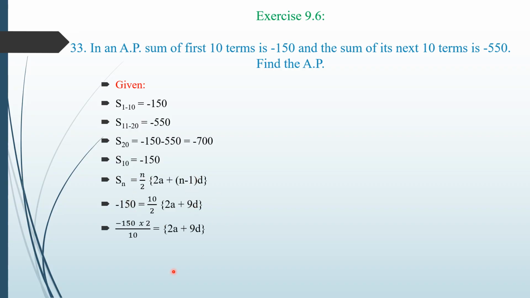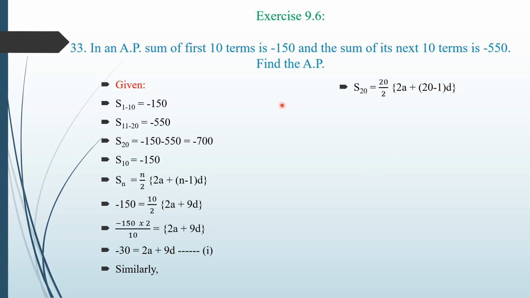Therefore, when I simplify this further, taking this 2 to the left hand side, and this 10 in the denominator, that will be minus 150 into 2 divided by 10, equal to 2a plus 9d. When I solve this, I'll cancel out this 10 with 150, that is minus 15 into 2, which gives me minus 30, equal to 2a plus 9d. I'll keep this as it is.